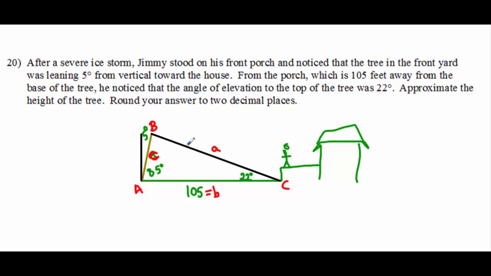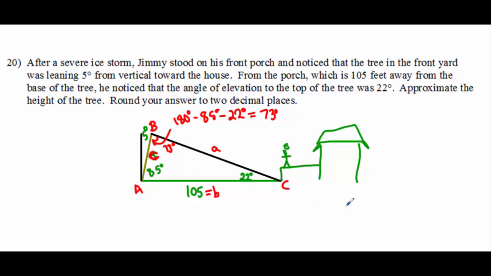You may or may not need to do that, but we are going to have to find angle B because we know 105, which is side B, and so that's the fraction we're going to want to use to help us figure out what side C is. So in order to do that, I have to do 180 minus 85 minus 22. 180 minus 85 minus 22 is 73 degrees. So now I know all of the angles of my triangle.